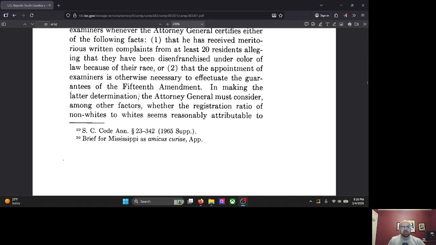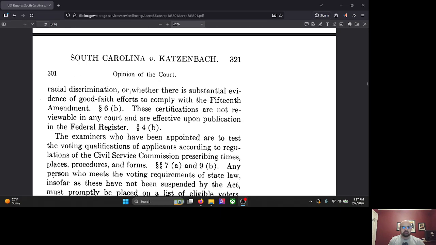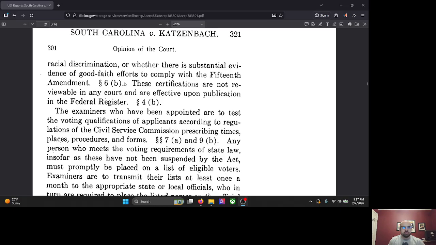In making the latter determination, the Attorney General must consider, among other factors, whether the registration ratio of non-whites to whites seems reasonably attributable to racial discrimination, or whether there is substantial evidence of good faith efforts to comply with the 15th Amendment. Subsection 6b.